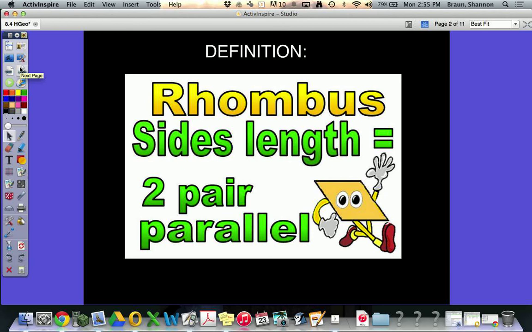So the definition of a rhombus just means that all of the side lengths are congruent. So if we're looking at a rhombus, the way that we could draw it so that we know that it's a rhombus is all four sides are congruent. Okay? If you notice on this slide, it also has two pairs of parallel sides, and we'll see in just a second that a rhombus is also a parallelogram.